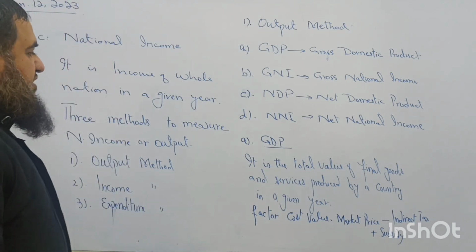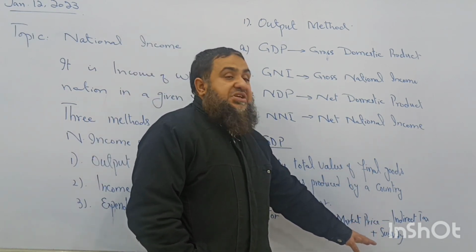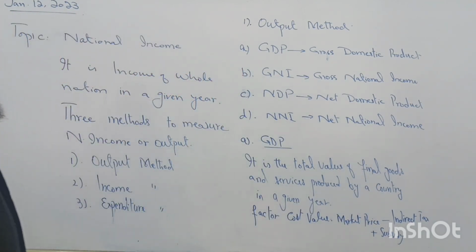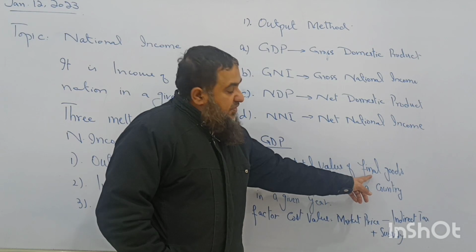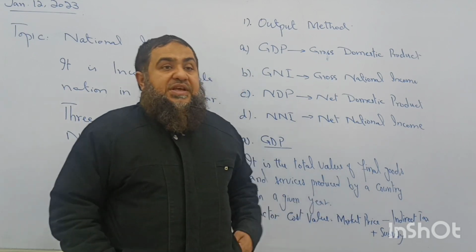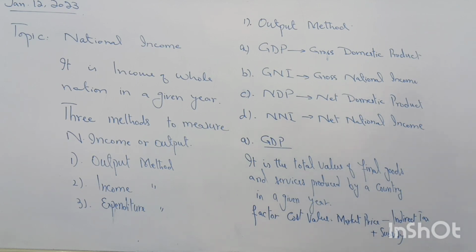This is the factor cost value, because indirect taxes are not part of national income or GDP, but subsidies are given by the government. They will increase the GDP value. Okay, now we talked about final goods and services. There can be three stages of production: primary, secondary, tertiary. Clear? So if we take all the values of primary goods, then they are converted into secondary stage and then to the tertiary stage, so our GDP will be overstated.